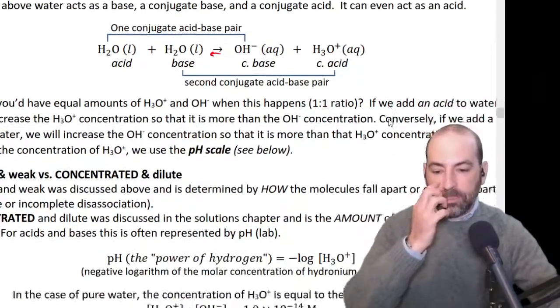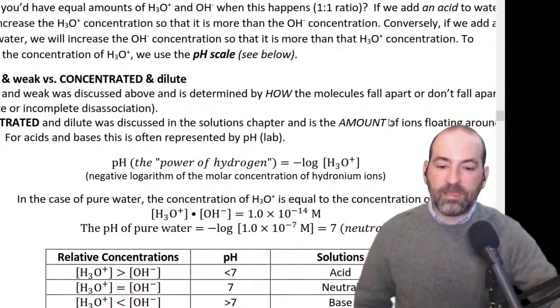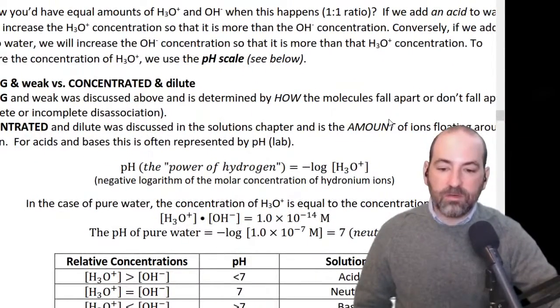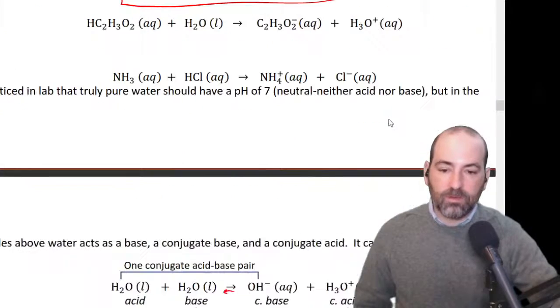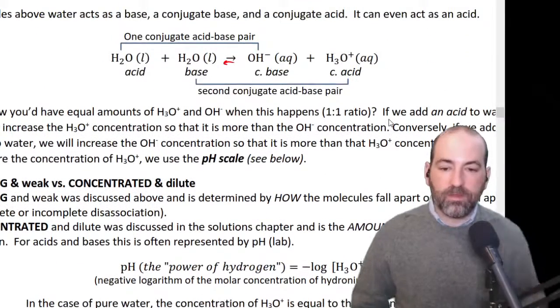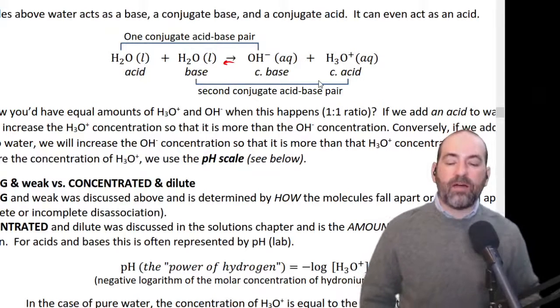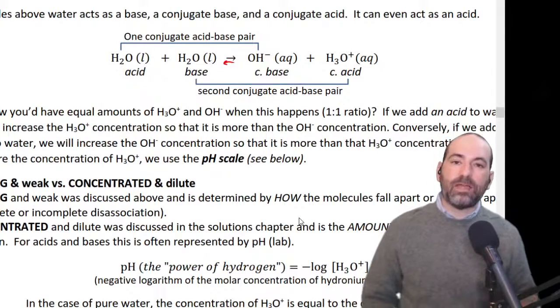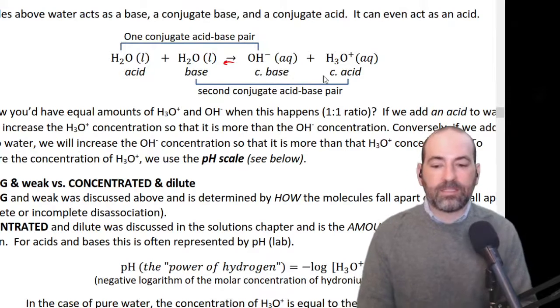So when we measure that concentration, we find that each of those species, both hydroxide and hydronium, have a concentration of about 10 to the -7th molar. All right, now that's small.